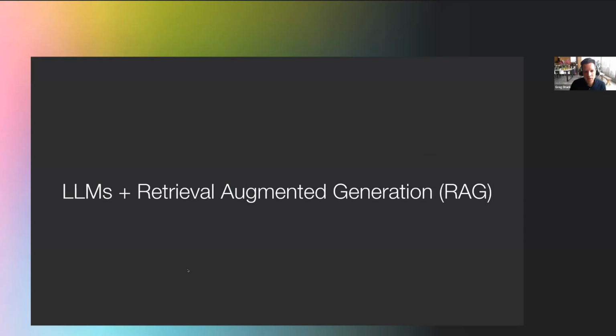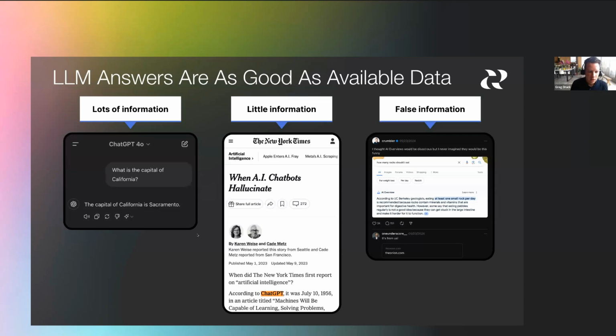Great. So now let's talk about retrieval augmented generation. So let's start with some motivation. Large language model answers are only as good as the available data. So we'll consider 3 cases. The first case is, let's suppose that there's lots of information in the training set about the question that we're asking. As an extreme example of this, we could ask ChatGPT, what is the capital of California? And the model is essentially always going to get this right.